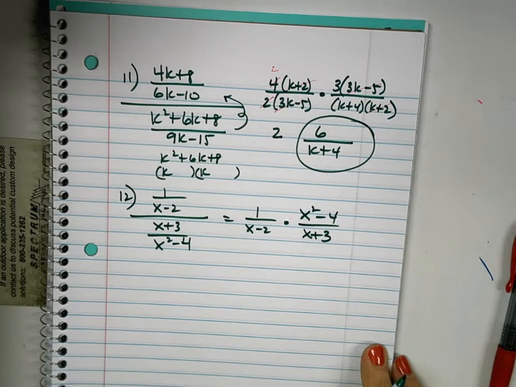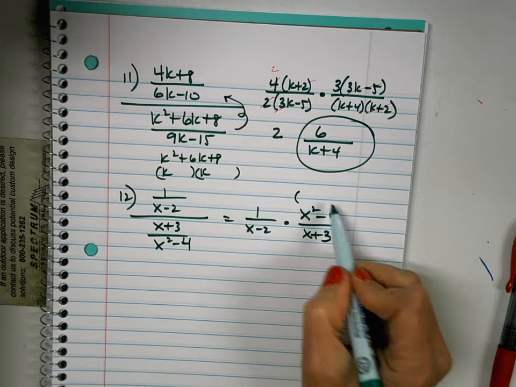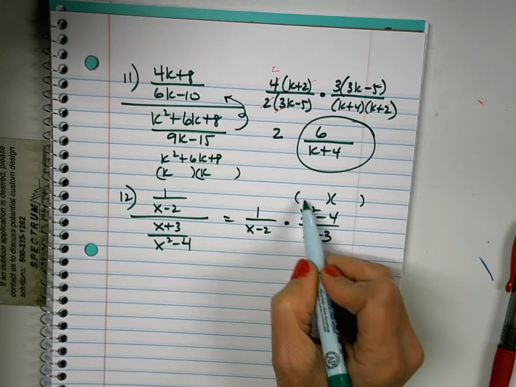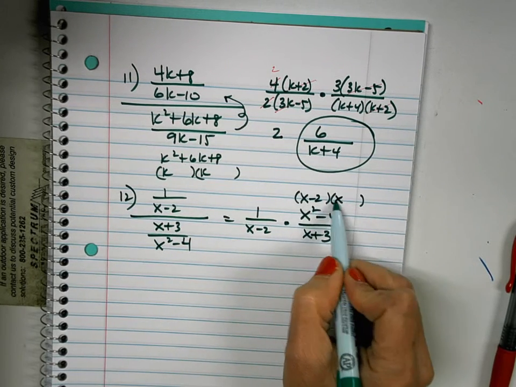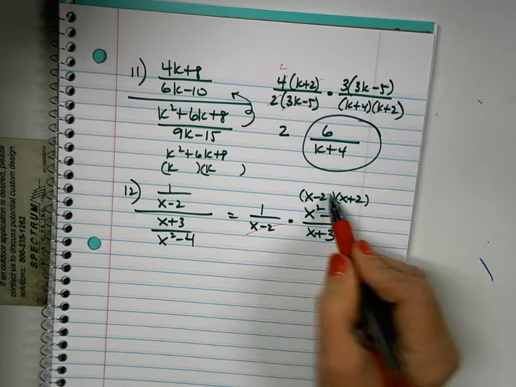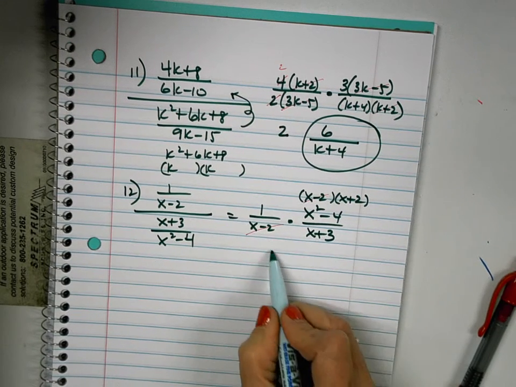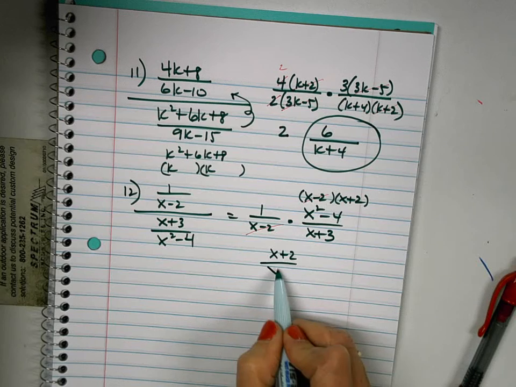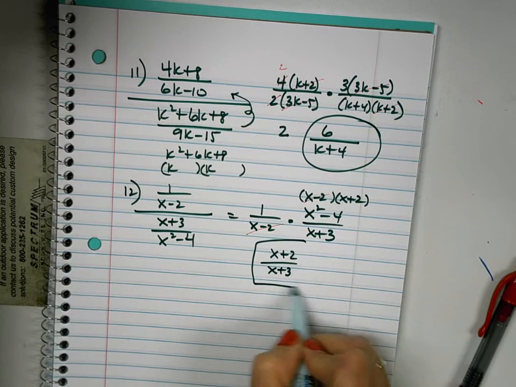And then why don't we factor the x squared minus 4 just right above it? What's that factor into? x minus 2, x plus 2. Okay, and so obviously what can reduce? The x minus 2, so you'd have an x plus 2 on top and an x plus 3 on the bottom. And you would have it.